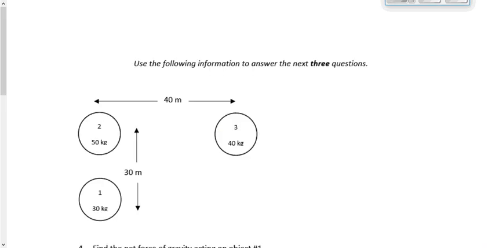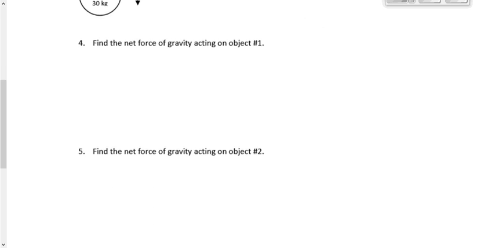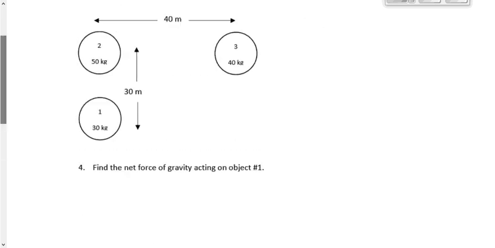And finally here, let's have a look at question number 5, which is find the net force of gravity acting on object number 2. We go through the same process here. We draw the free body diagram. Number 1 pulls on number 2. They attract each other, right? 2 is pulled towards number 1. We're going to say F12 is downward because 1 pulls 2 towards it. Now, 1 gets pulled upward towards number 2, right? But we don't care. Not in this question.